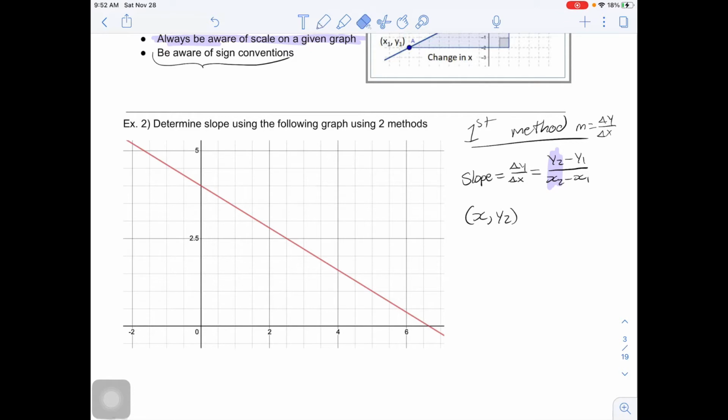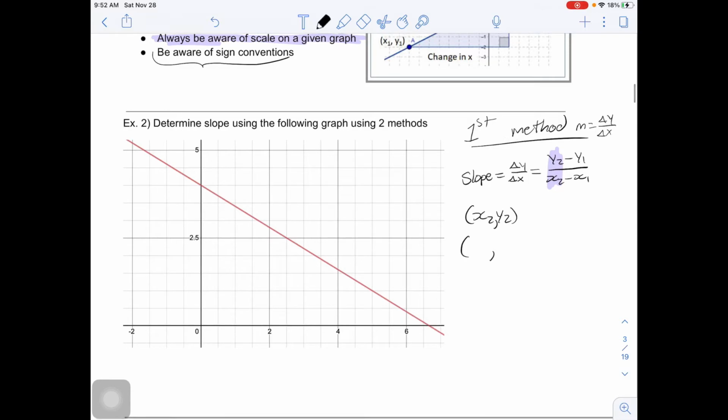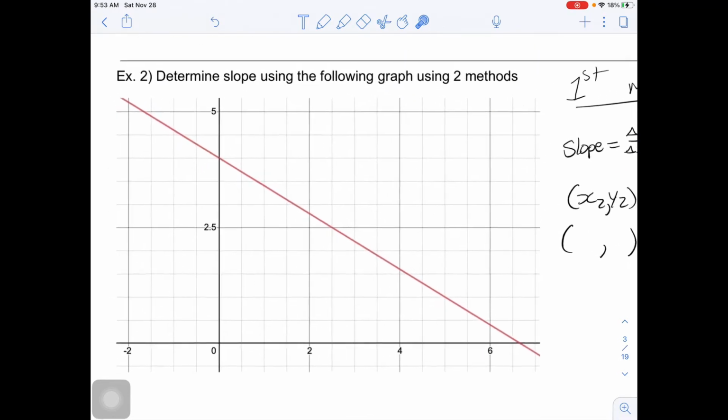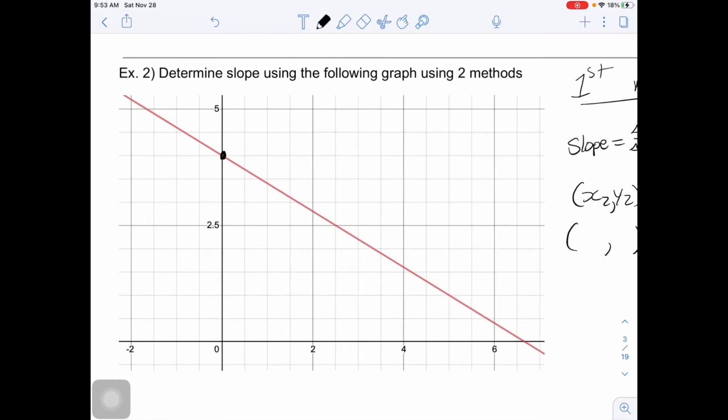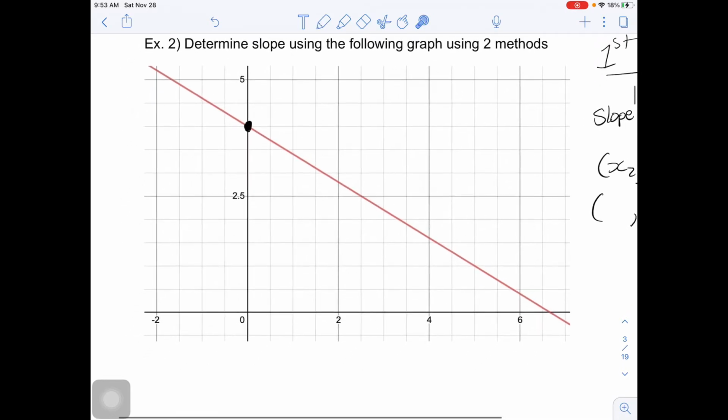Hang on, let me make some room here. So x2 and y2. What point will I use? I'm not going to use this point because then I'm guessing. Let's possibly use, you want to find where there are some intersection points here. If I look here, this is a pretty good point. So I'm going to use this point here. Now, sometimes you have to determine what the coordinate point is there, and I'm going to show you how to do this.